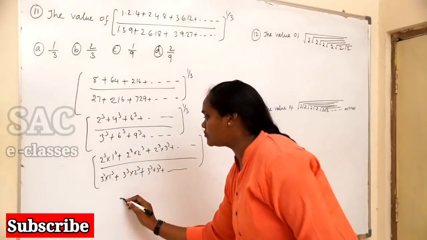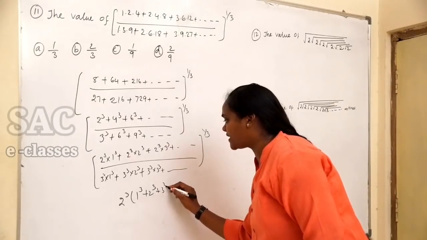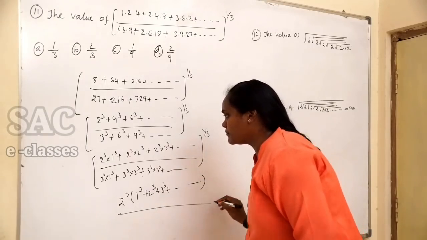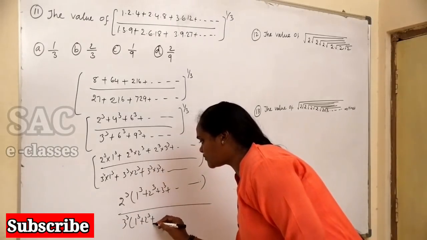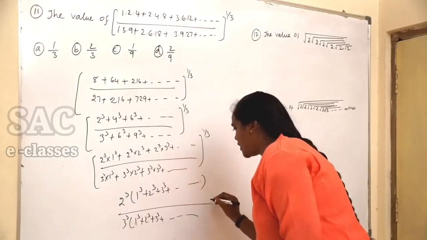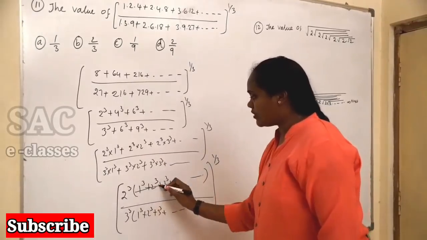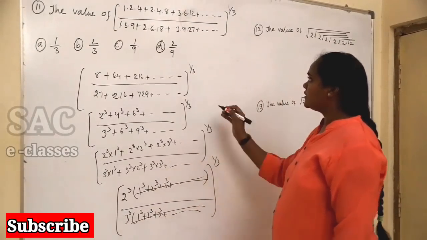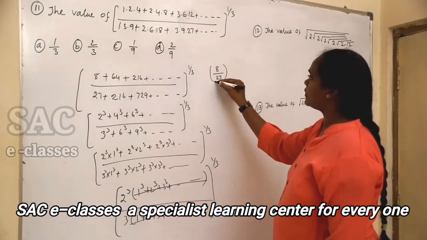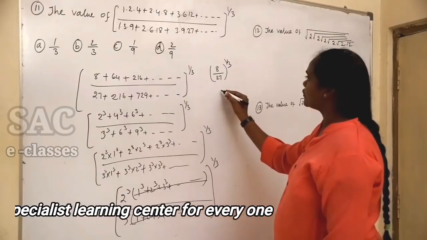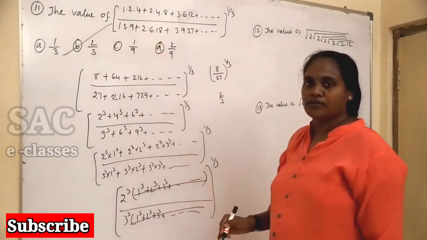Take out 2 cube. 1 cube plus 2 cube plus 3 cube and so on, by 3 cube into 1 cube plus 2 cube plus 3 cube and so on, whole power 1/3. All these sums are getting cancelled. Now, 2 cube means 8, 3 cube means 27, whole power 1. The perfect cubes, cube root, we know that it's 2/3. Then option B is the chosen one.